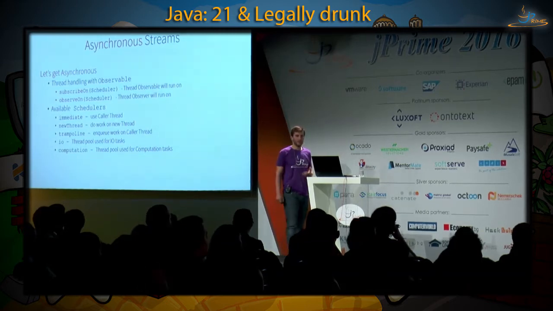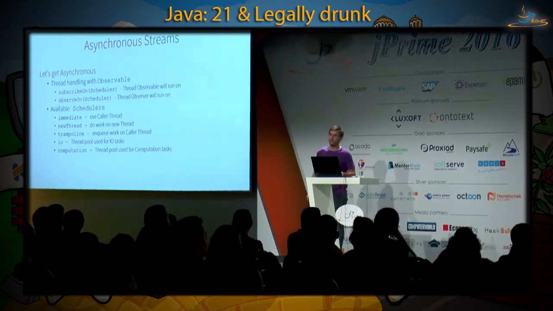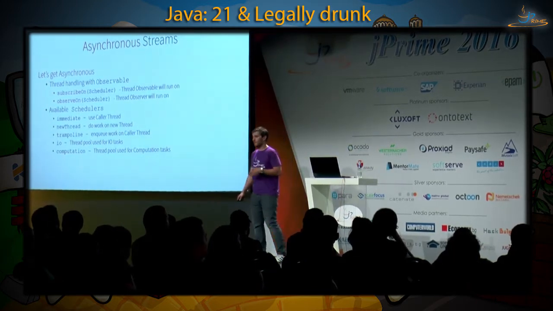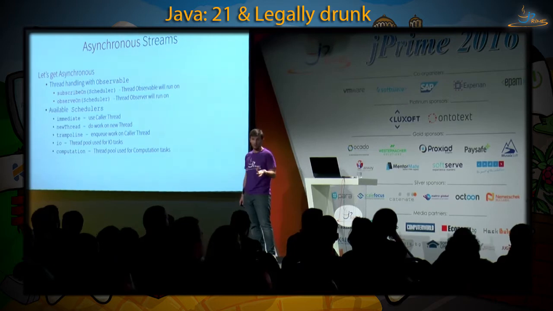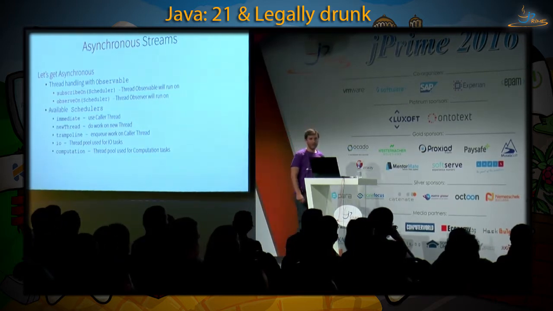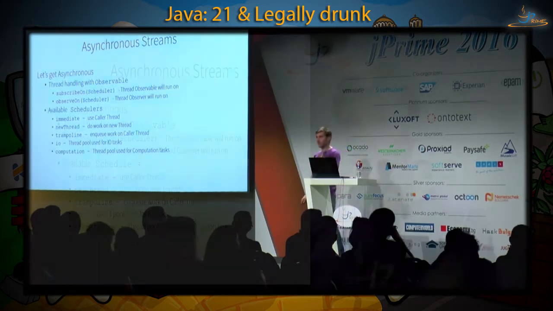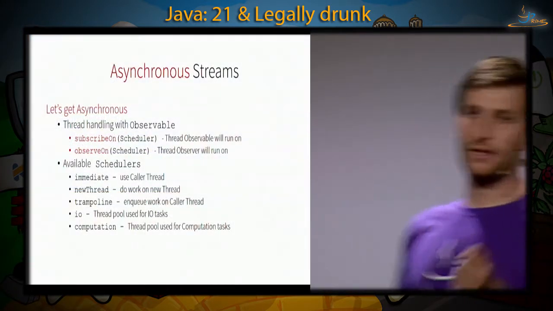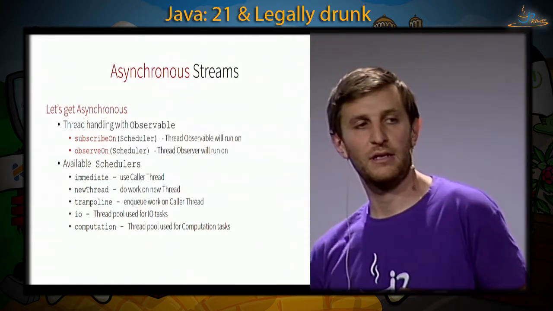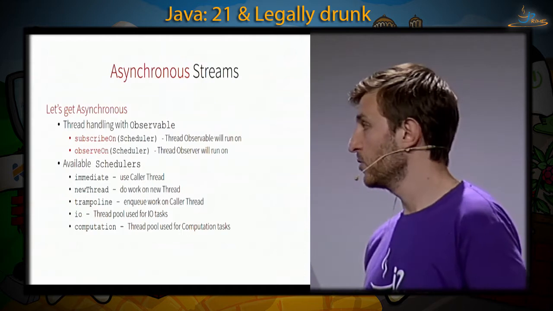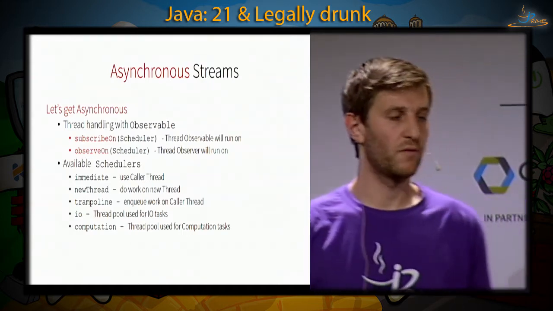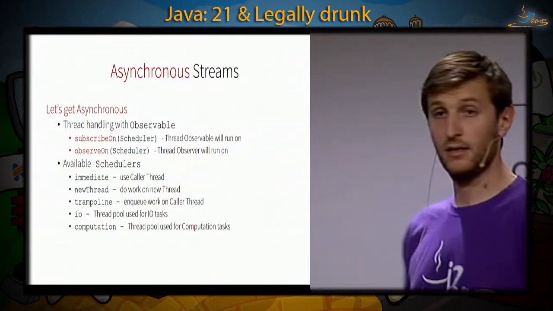We have a few predefined schedulers. One of them is immediate. With this scheduler, we actually block a caller's thread and start executing on that thread. Then we have a new thread scheduler, which will create a new thread and start executing on that thread. Then we have a trampoline scheduler, which will enqueue work on the calling thread. And then, and that's pretty important, we have two thread pools. The first one is the I/O thread pool, used for input-output tasks, and the second one is the computation pool, used for computation tasks.